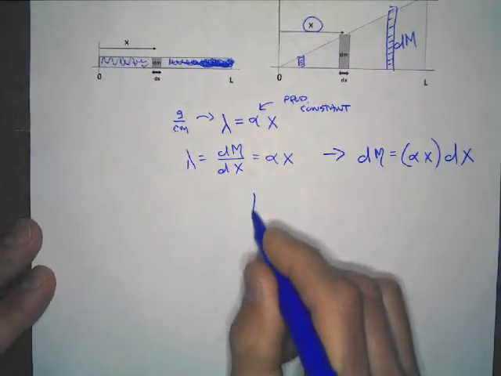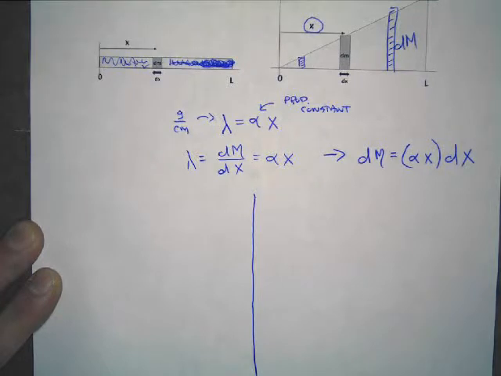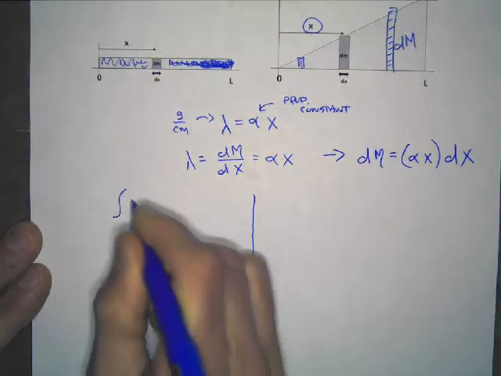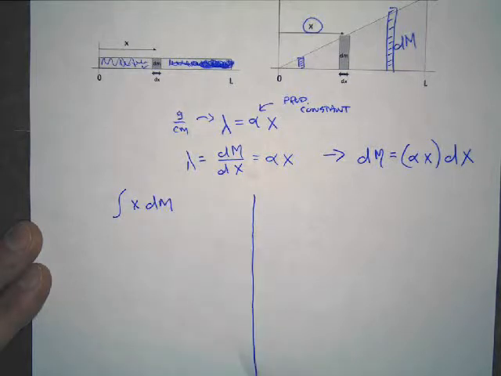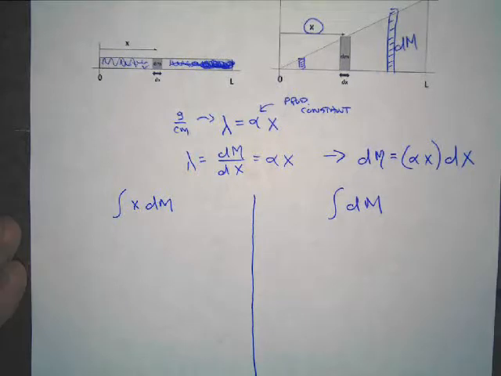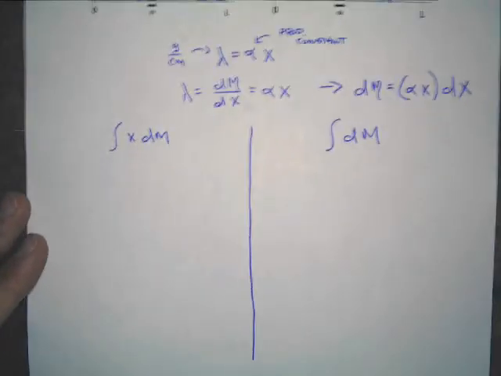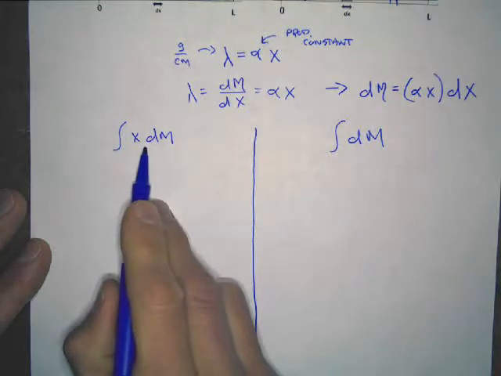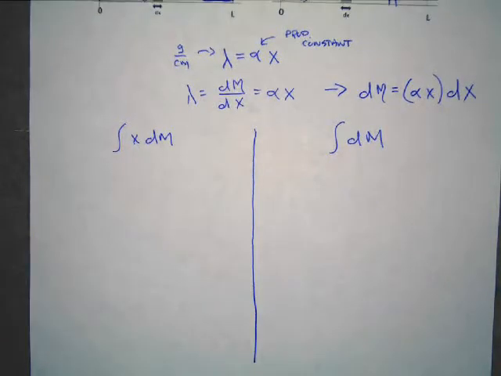So again, we're going to divide the page into two sides, and we're going to evaluate x dm first, and then you're going to evaluate dm all by itself. And down at the bottom, we're going to divide numerator by denominator, and that's going to tell us where our position is.